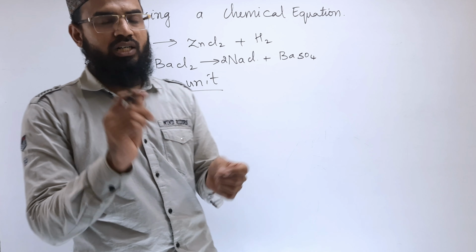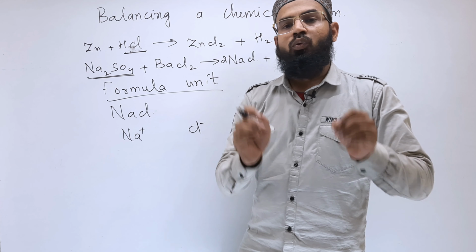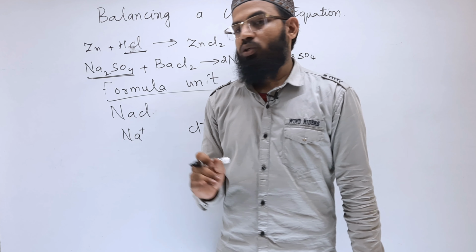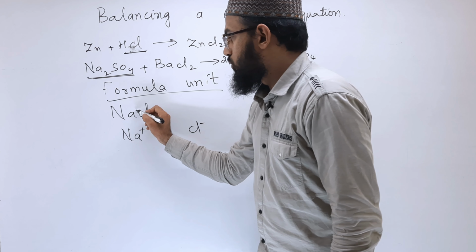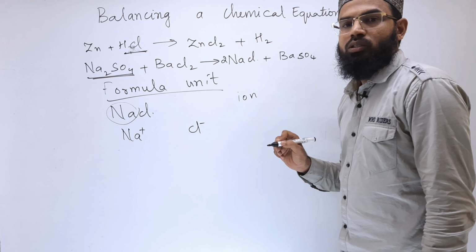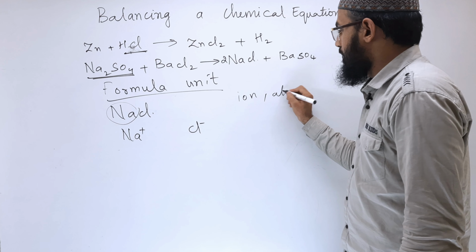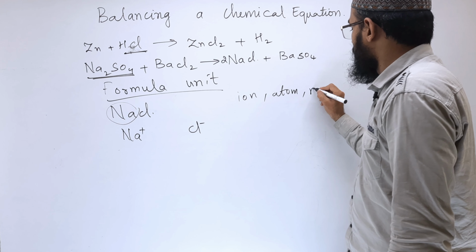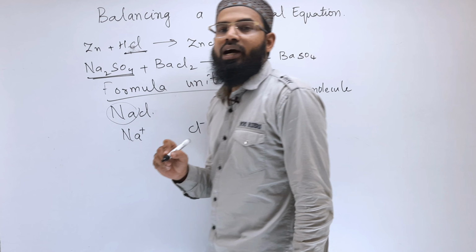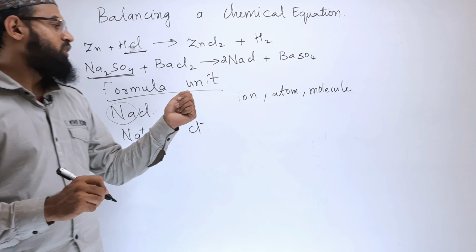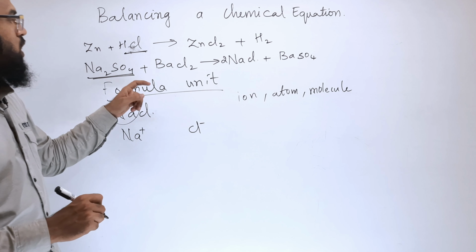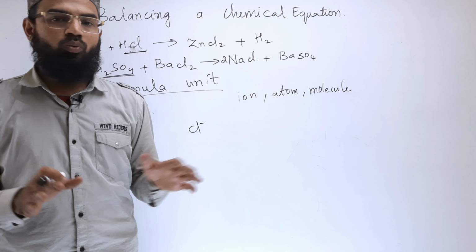Next, the first thing is, to balance a chemical equation, we have to know the formula unit. To check whether the formula unit is correct or not, we have to check its constituent elements. That means whether it is an ion, then how many ions are there? Whether it is an atom, how many atoms are there? Or a molecule. So we have to check ion, molecule or atom to check the formula unit. If we know the formula units, then we can balance the chemical equation.